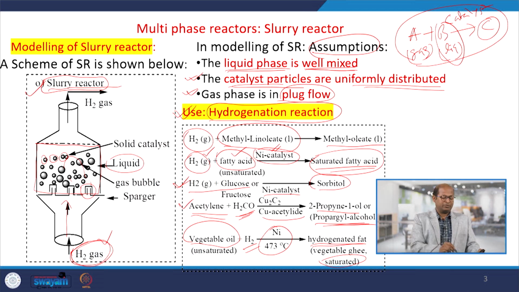Based on these assumptions we will study, and we develop some model equations to solve this type of reactor, to find out what would be the rate limiting steps, and what factors are there: catalyst weight, flow rates, stirring speed, catalyst particle diameter. Many things are there, and how they would affect the gas and liquid reactions.